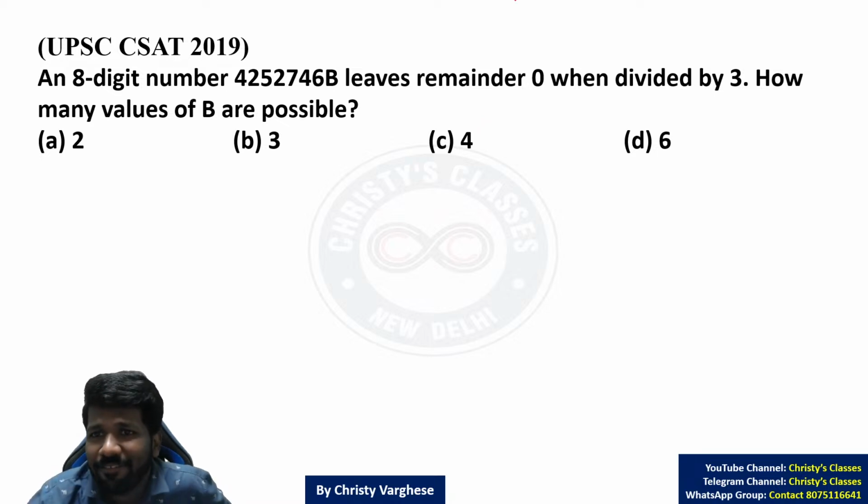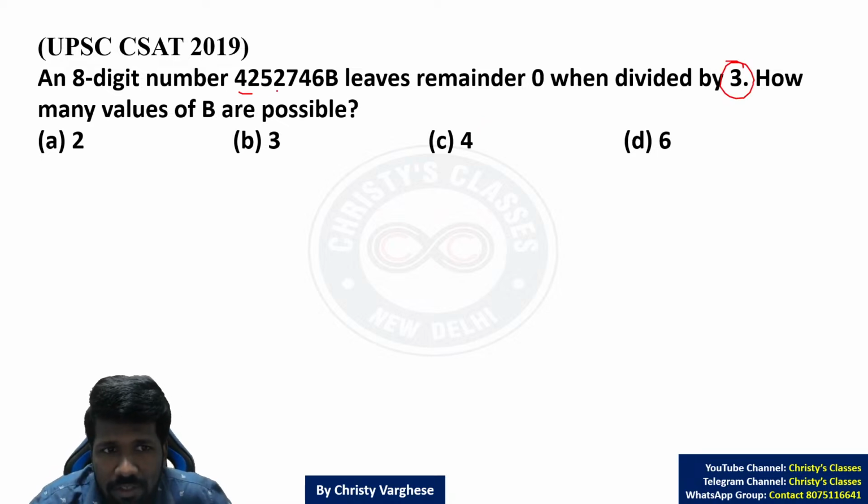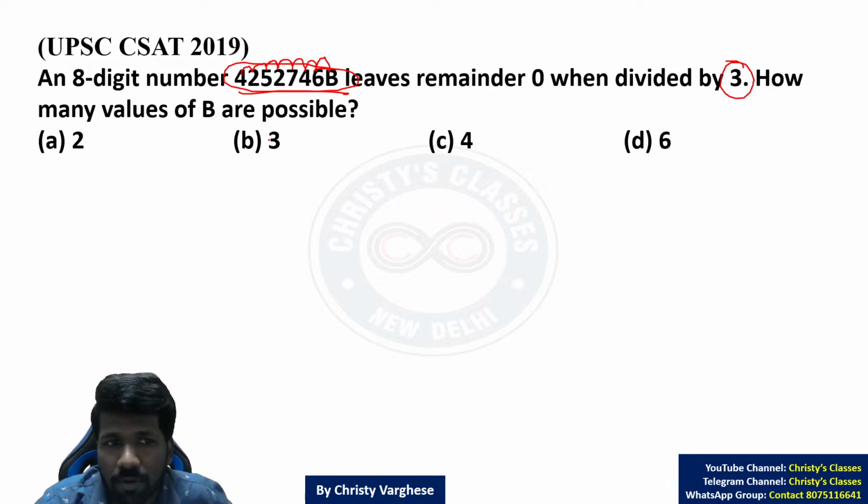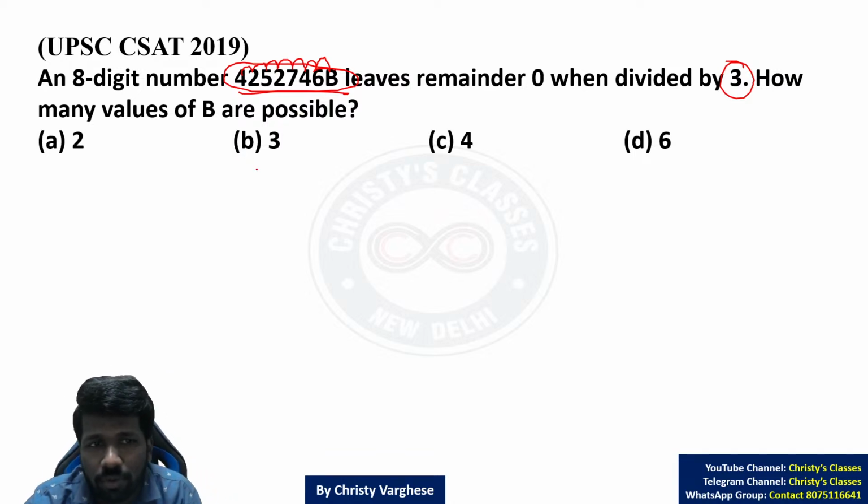That means 3 is a factor of this number. For 3 to be a factor of this number, 3 should be a factor of 4 plus 2 plus 5 plus 2 plus 7 plus 4 plus 6 plus B also. Because if the sum of digits is a multiple of 3, the number is also a multiple of 3. So that only you need to check.